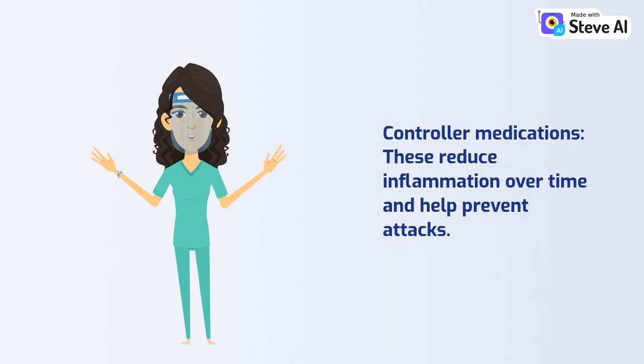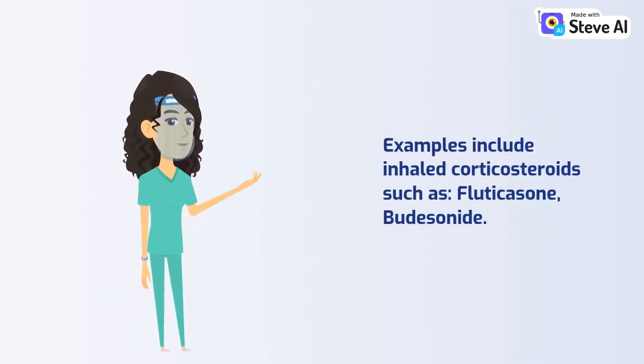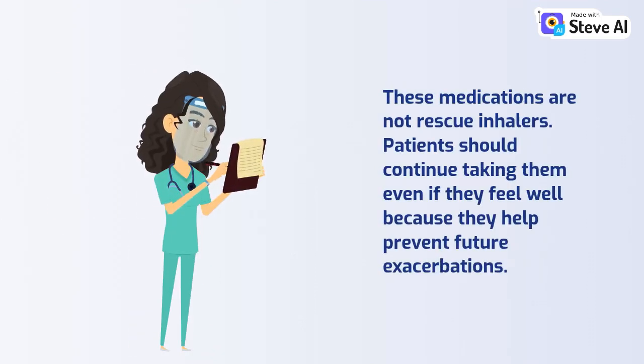Controller medications: these reduce inflammation over time and help prevent attacks. Examples include inhaled corticosteroids such as fluticasone, budesonide. These medications are not rescue inhalers. Patients should continue taking them even if they feel well because they help prevent future exacerbations.